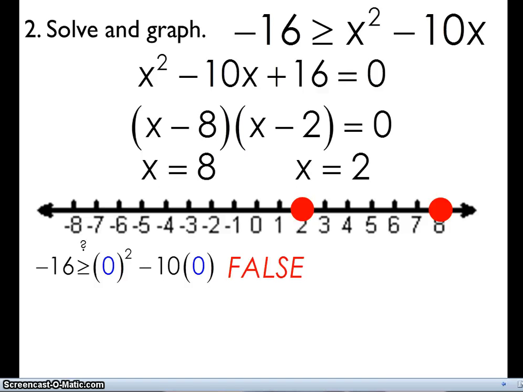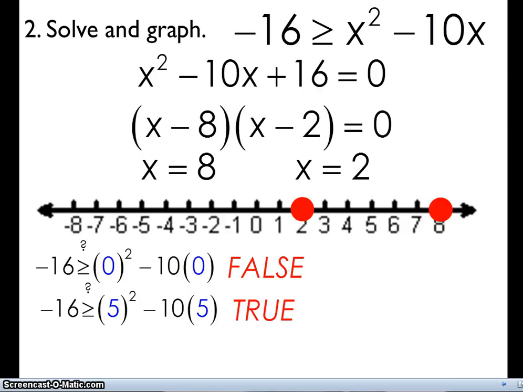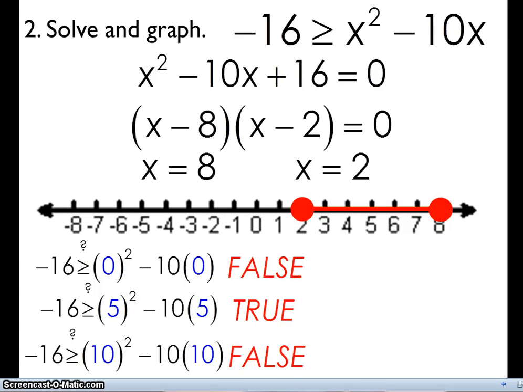Now pick any number in between. I've chosen 5. Plug it back into the original inequality. And is the left side true? -16 greater than or equal to, is that true or false? And that's true, so we're going to shade that. And now we need to pick another one. Now on my number line, I don't have anything past an 8, but we do know that that keeps going on forever. So you could choose any number, like even 1,000 if you wanted to. I did not choose 1,000, I chose 10. And that's a false statement, so we won't shade that.